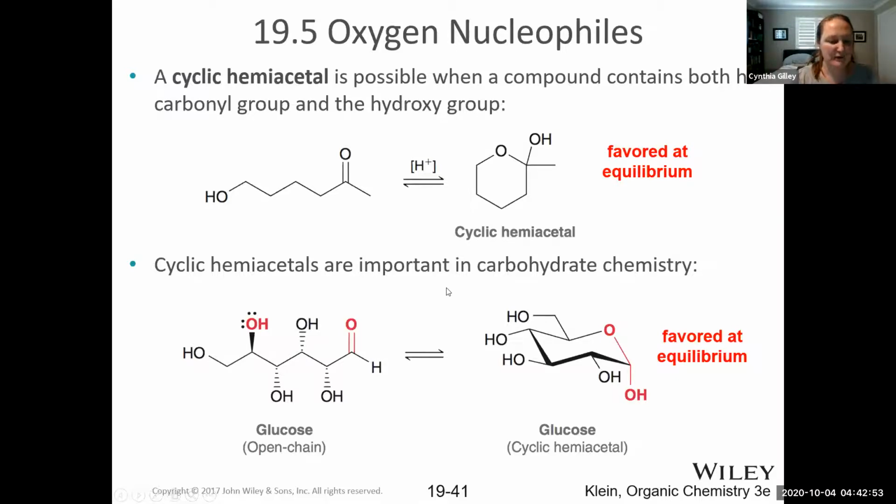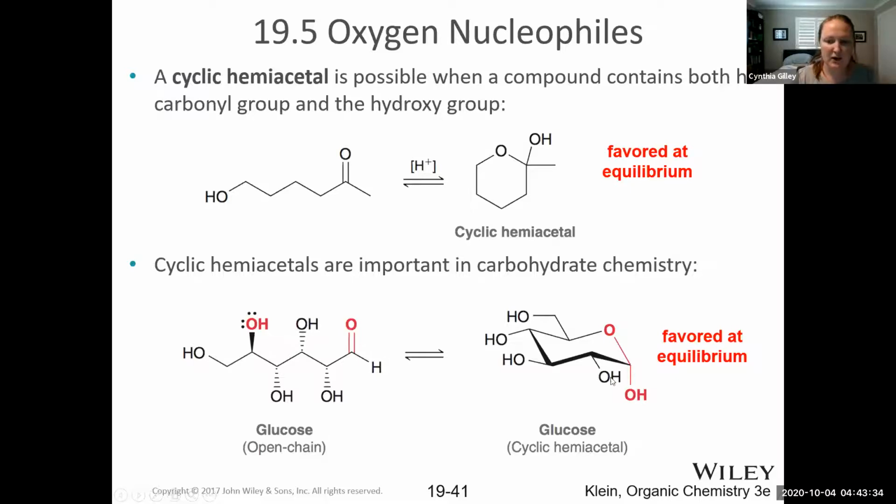An example of this formation of a cyclic hemiacetal is in carbohydrate chemistry, right? So for example, glucose, when it's drawn in its open chain, has an aldehyde, and it has a variety of hydroxyl groups or alcohol groups attached to a 6-carbon chain. Specifically, this oxygen can attack the carbonyl carbon of the aldehyde to form a cyclic hemiacetal, which you can then draw as a chair conformation because it's a 6-membered ring.